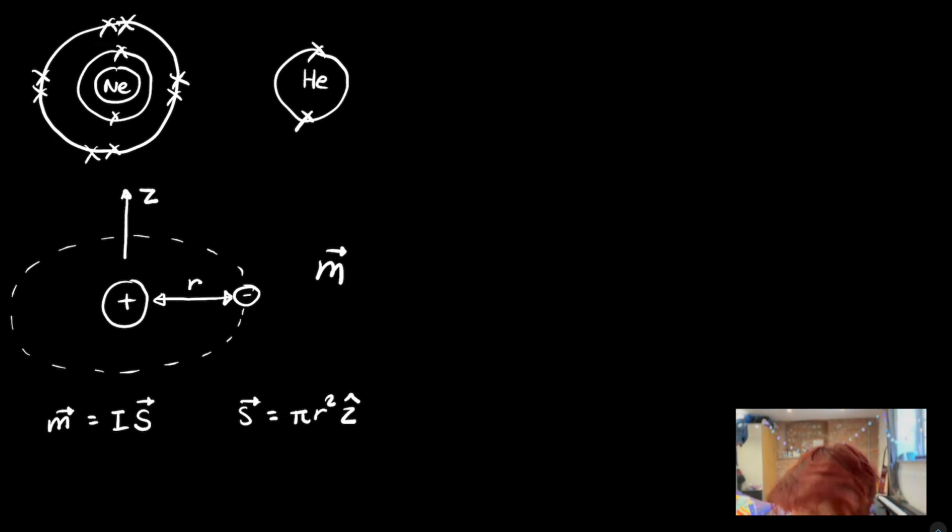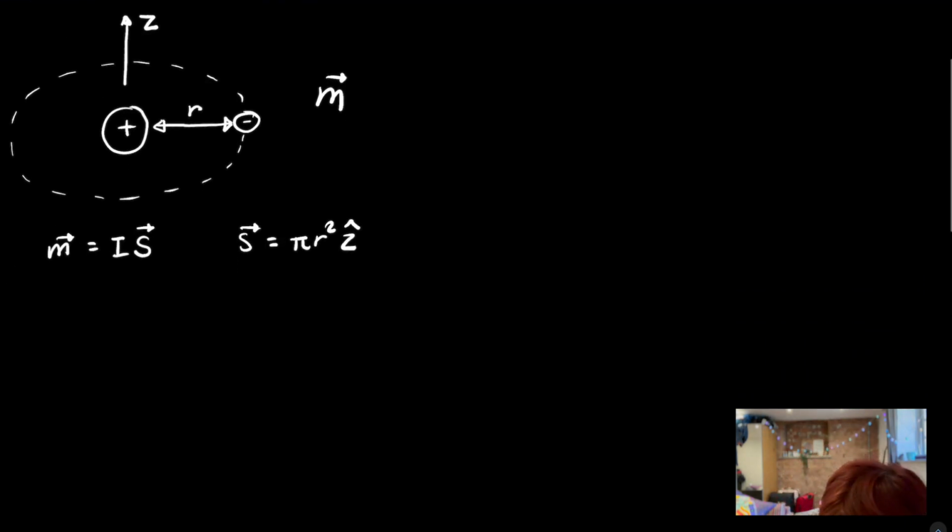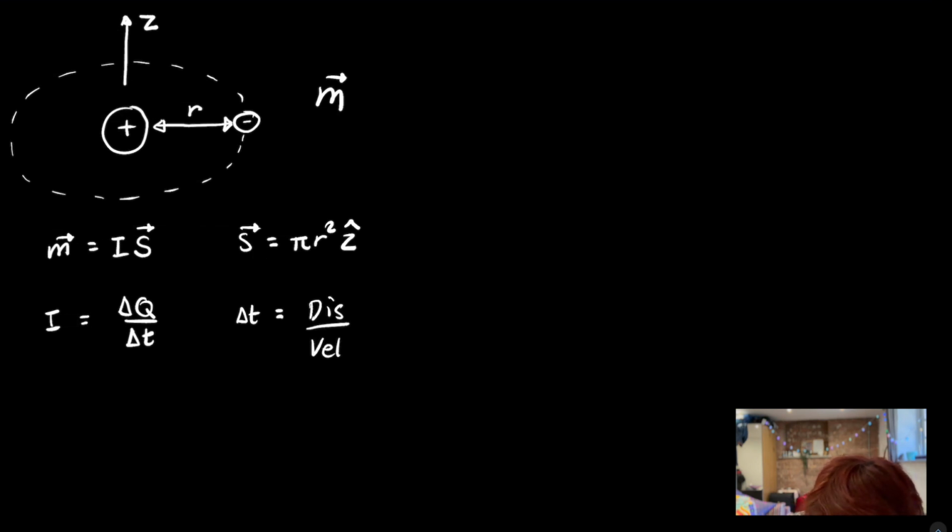So that was the easy bit, but what about the current? Well, the current, we know, is the rate of change of charge, or the amount of charge passing a point per second. But what is delta t? Delta t is just the time change. It's just the distance over the velocity. If you have a constant speed, which is what we have right here, then we can simply get what delta t is.